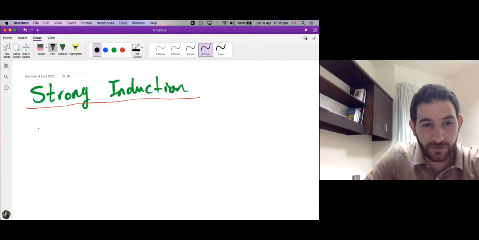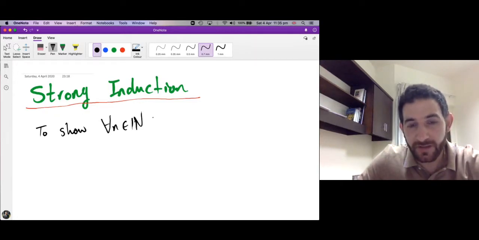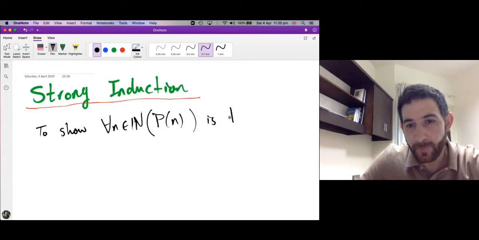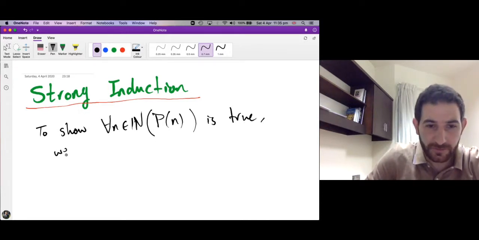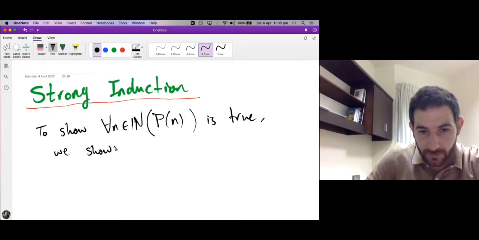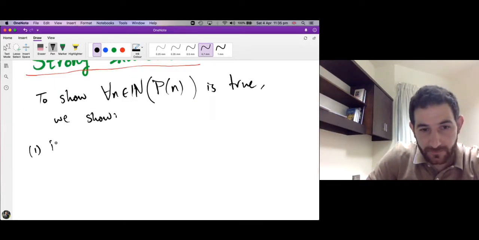So remember, normal mathematical induction was a technique to show that for every natural number, a property P(n) is true. To show for every natural number that P(n) is true, we show two steps. The first step is called the base case.